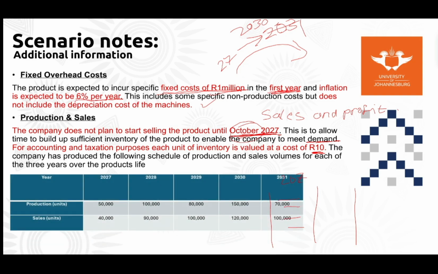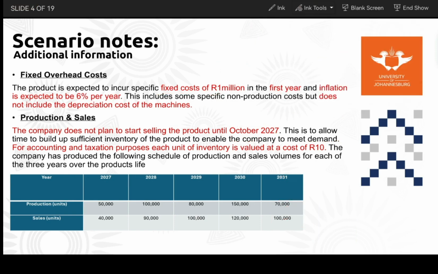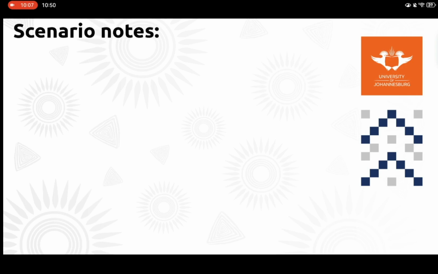So now we've got this going on, where they tell you that the production units are 50 and the rest, and then the sales units are this moving forward, right? So let's see what we have to do with those numbers.